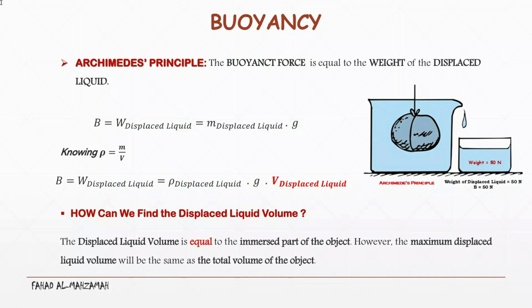طيب if it was floating، إذا كان يعوم معناها it's not totally immersed، معناها جزء منه مغمور. So the volume of displaced liquid اللي هو حجم السائل المزاح will be equal to the immersed part of the object. يعني راح يساوي حجم الجزء المغمور من الجسم. يعني أي جزء مغمور من الجسم راح يزيح نفس الكمية.